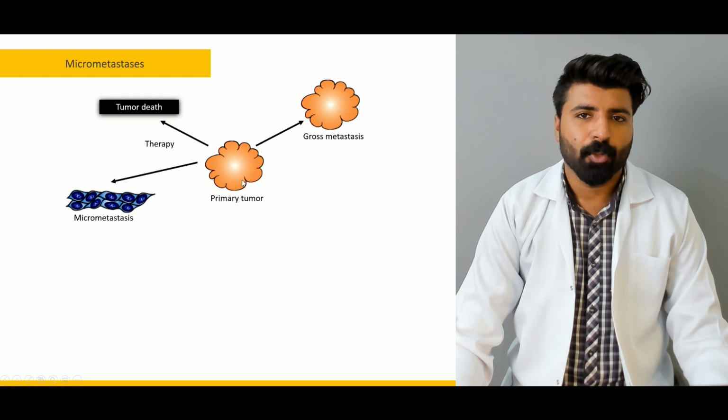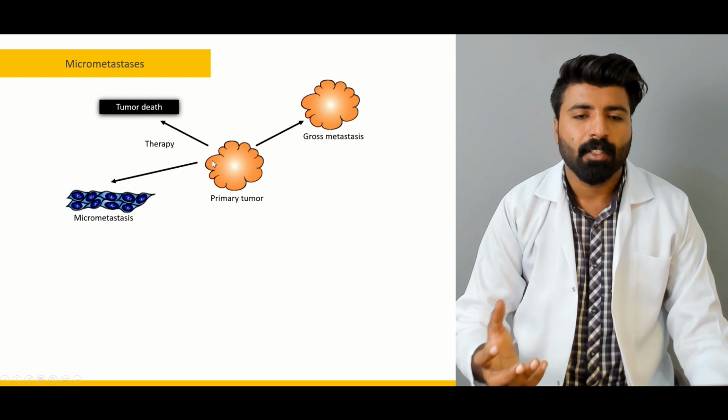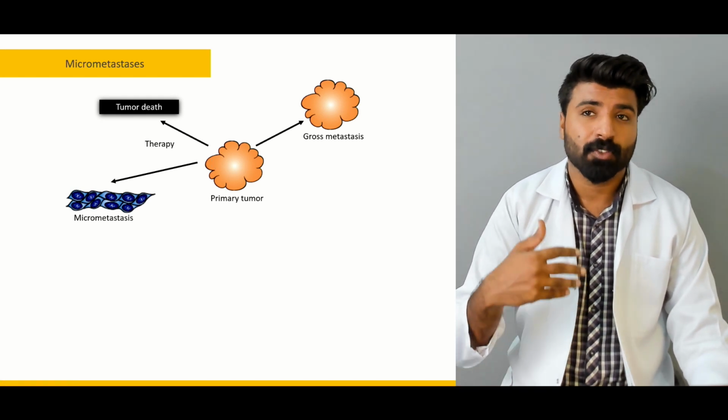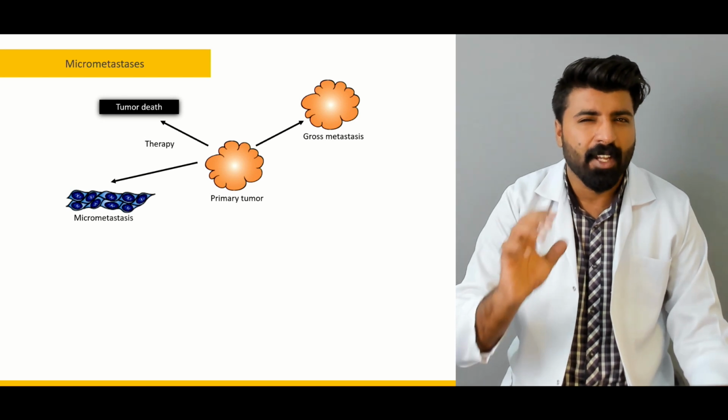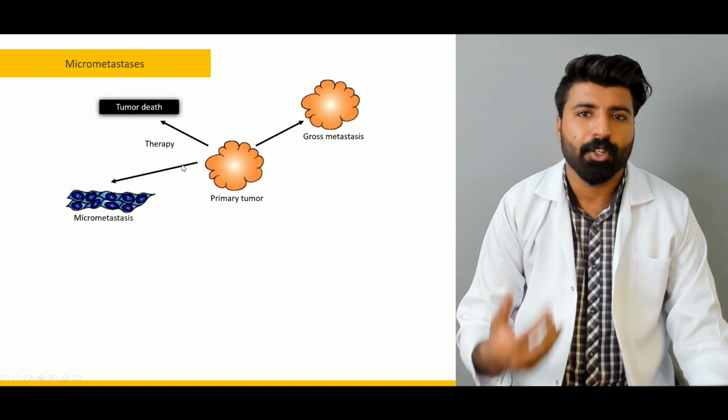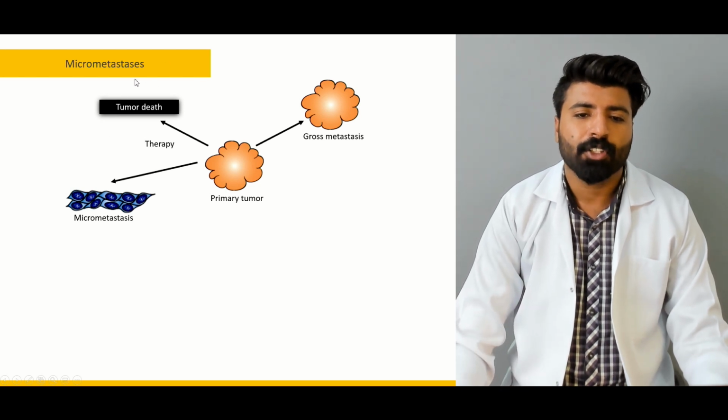So this was a primary tumor. It had these three fates in the very start. Either it could lead to very early diagnosis. Diagnosis was very early. It was in first stage or in very early second stage. We gave it the treatment, we gave it the chemotherapy, we gave it the radiotherapy, and we got the tumor cured and the tumor death happened.